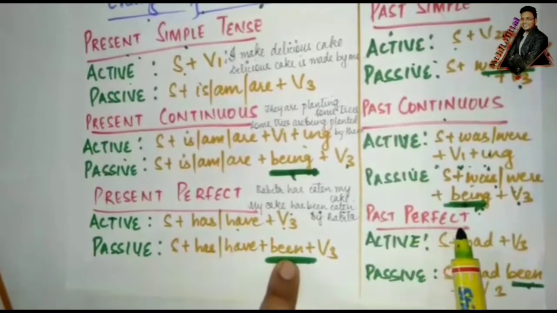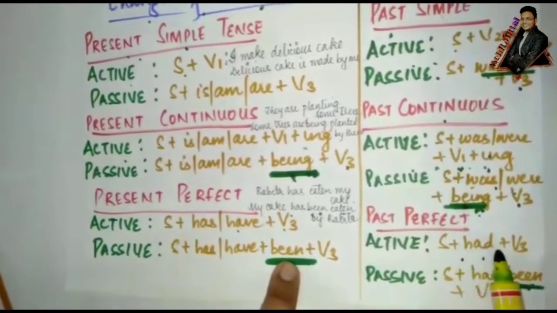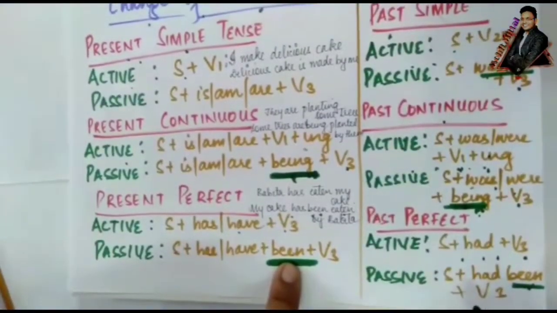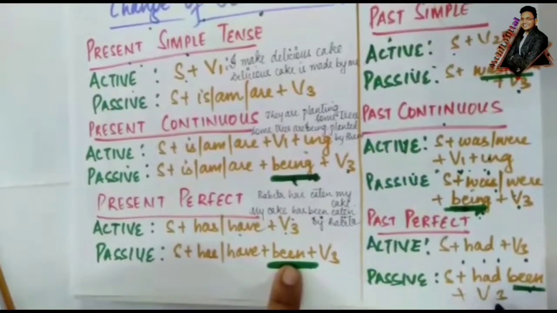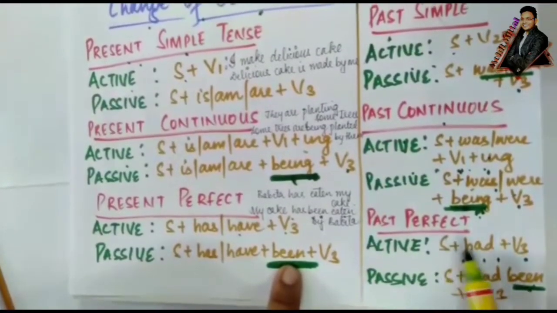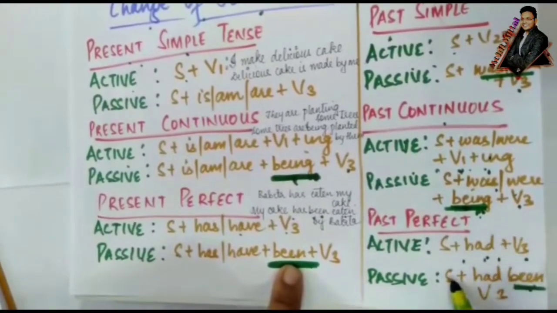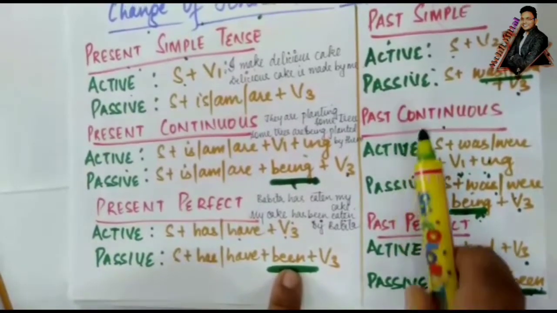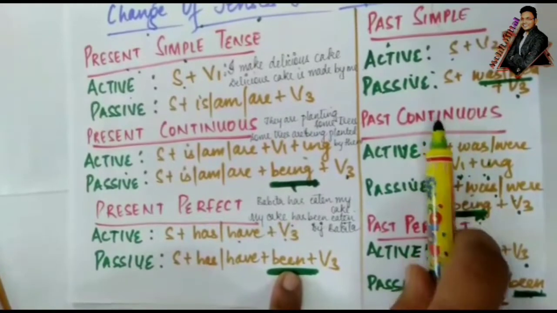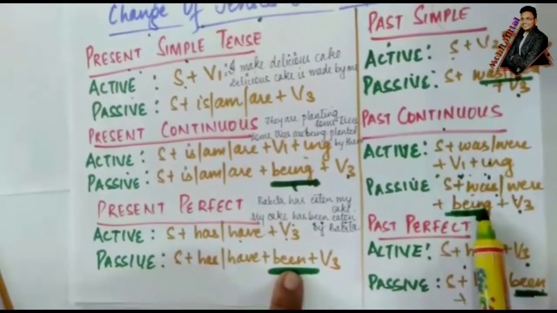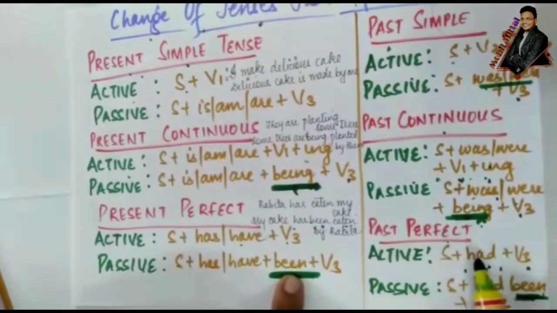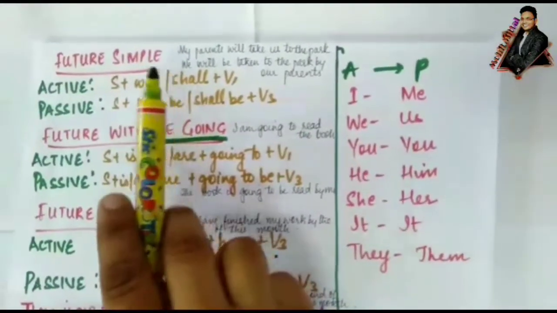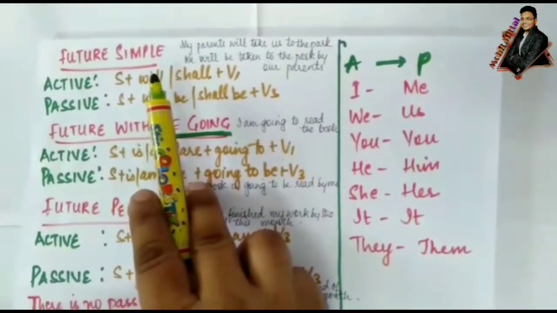Now, past perfect. Past perfect is had. Subject plus had plus third form of the verb. When we change into passive voice, it will be subject plus had been plus third form of the verb. For example, Babita had eaten my cake. My cake had been eaten by Babita. So I must say again, whenever the sentence is in progressive or continuous tense, while converting from active to passive voice, it is being, and whenever it is perfect tense, in conversion from active to passive voice, B-E-E-N, been is added. By now, we have dealt with the conversion of present and past tense.